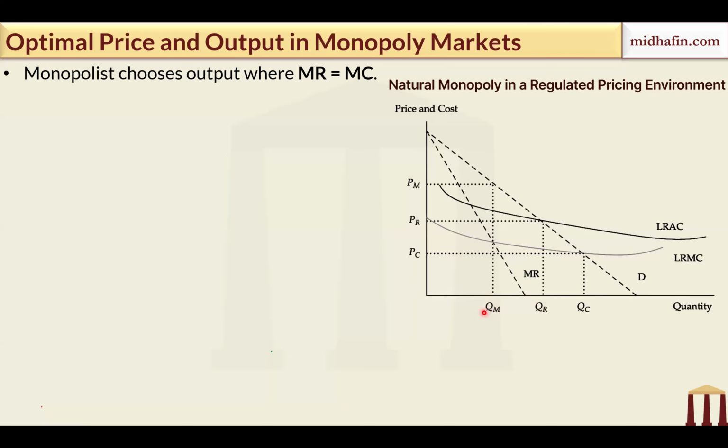The monopolist will try to maximize the profit where the marginal cost curve cuts the marginal revenue curve. At this point, this will be the quantity, and since this is the demand function, for this particular quantity the monopolist is getting this price PM. So this is the profit maximizing output price for the monopolist, PM, and the profit maximizing output quantity, QM.